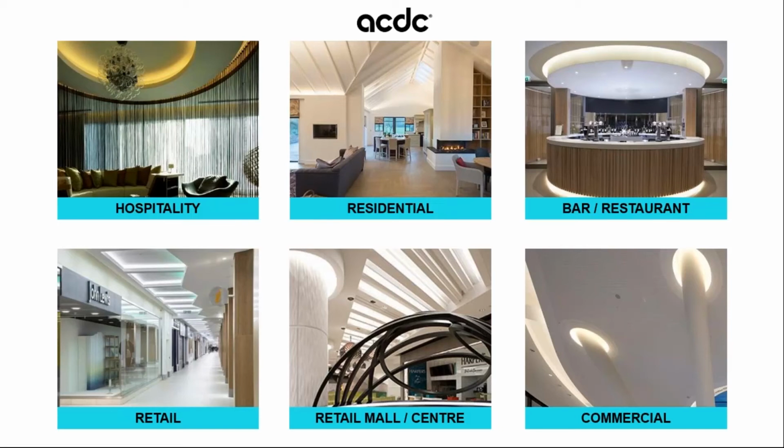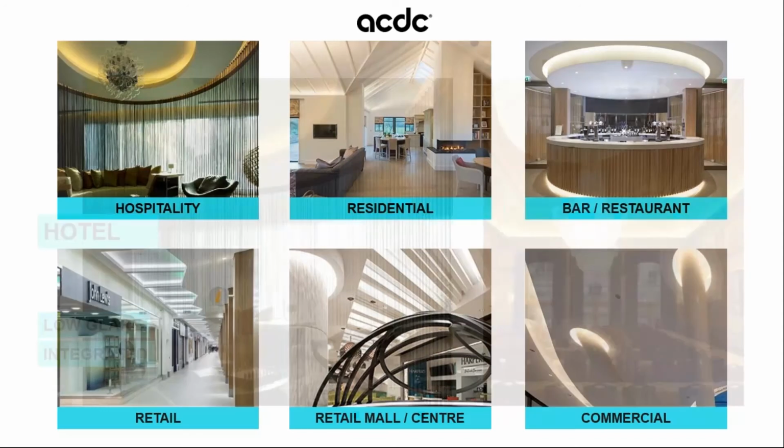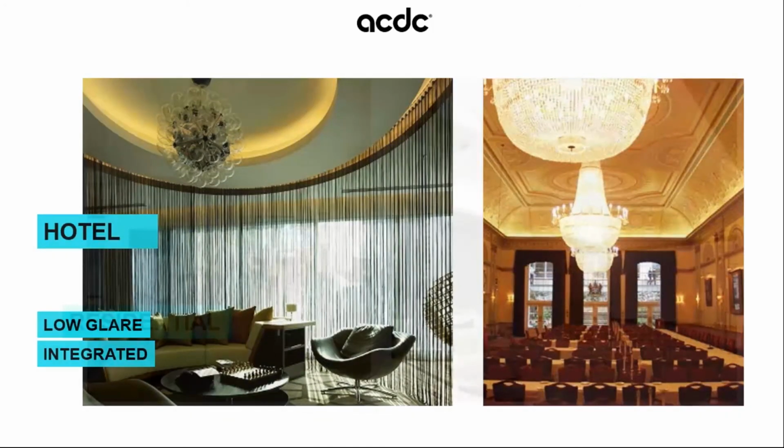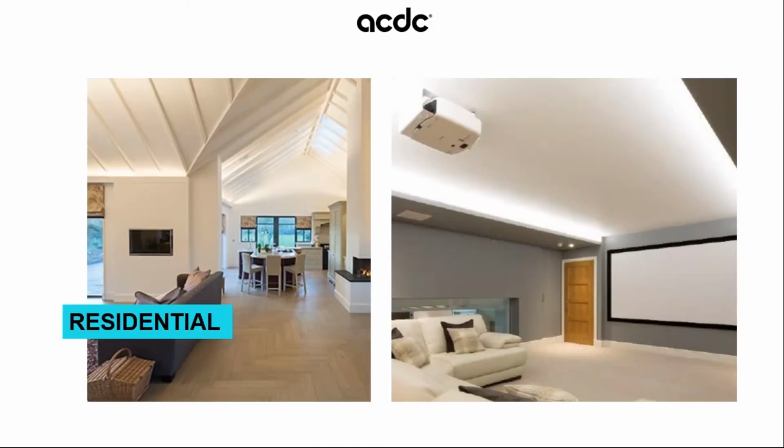When we look at a hotel and that hospitality environment, a cove can be used to frame a space. It can be used to uplight, to bring out some detail. The whole point of a cove is that it's a low glare solution. It's an integrated solution. I think one of the key messages this morning is that it's about coordination. It's about working with your contractors, working with the architect and with the specifier. This architectural detail is a collaboration.